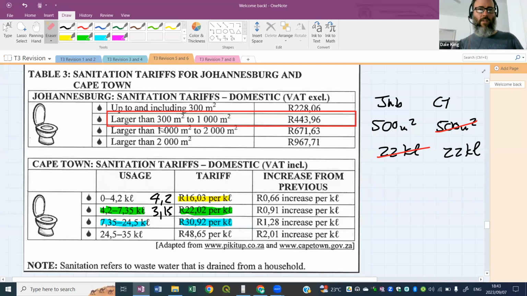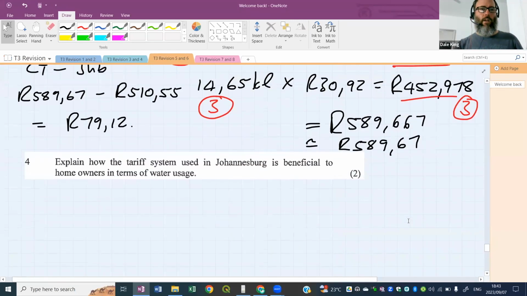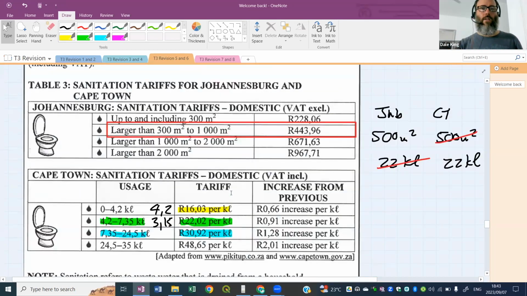So I would say because... I'll go back down to the question. Explain how the tariff system used in Joburg is beneficial to homeowners in terms of water usage? How does the tariff system in Joburg benefit the homeowners in terms of their water usage? Why is the tariff system in Joburg better for them?